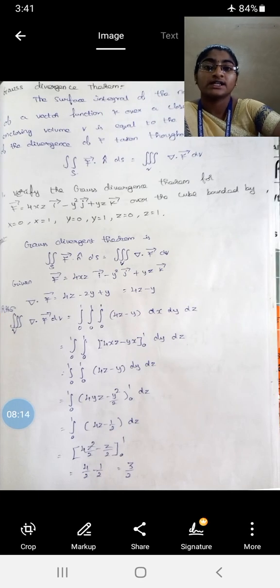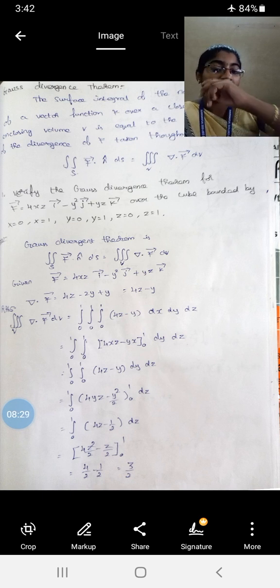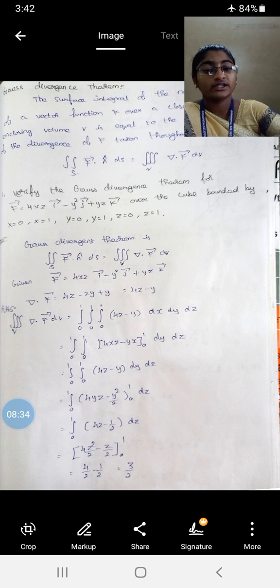Second one is Gauss divergence theorem. Here we can see the formula for Gauss divergence theorem is double integral S f vector dot n cap dS, which is equal to triple integral V del dot f vector dV. That is, we have to find the value of right hand side and also for the left hand side.